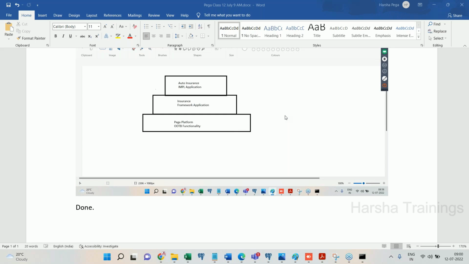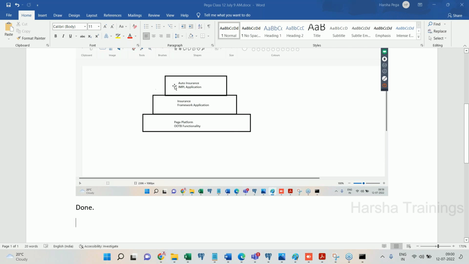Further, if you wanted to create n number of frameworks, you should be able to do that. See here, Pega platform is also a framework application, with ready-made features that we will be using in the different applications that we create. That is also one framework. On top of the Pega platform framework, we created our own framework, and on top of our own framework, we created the implementation.